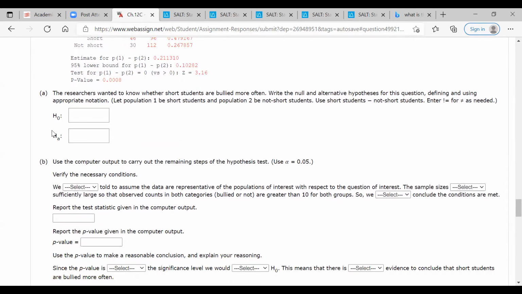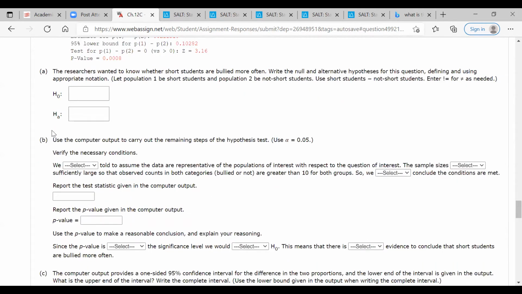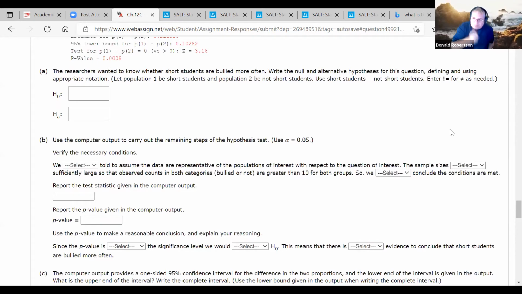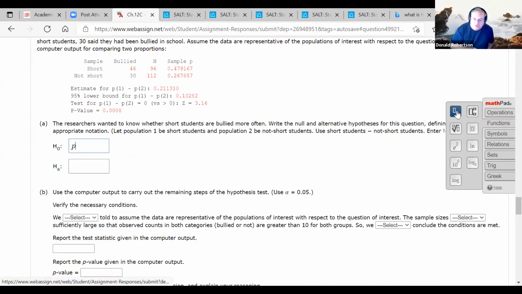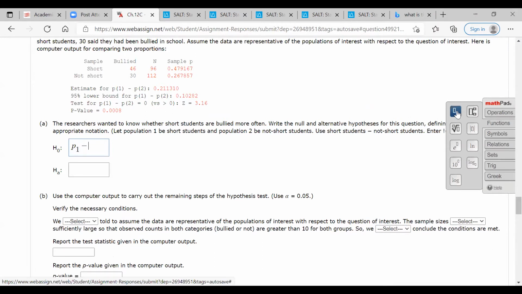I guess then this is just the same P minus P1 minus P2. Yeah. And you have to just make sure that 1 is short students and 2 is not short students.